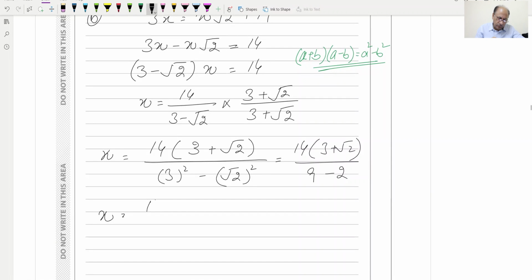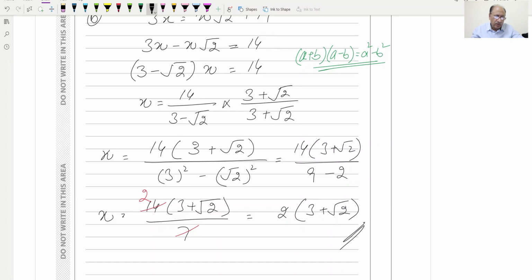So x will be equal to 14 times 3 plus root 2, divided by 7, and 7 can be cancelled, leaving 2 over here. We can write 2 into 3 plus root 2, and this will be our answer in the surd form. Hopefully you understood this question as well.